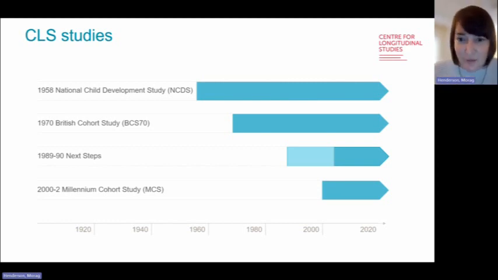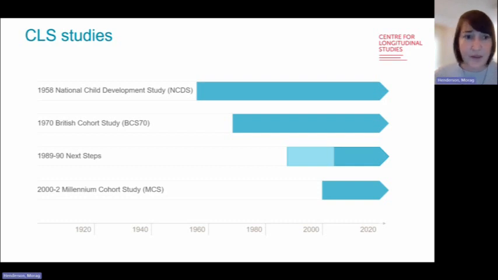So very briefly, the Centre for Longitudinal Studies is home to 4 national longitudinal cohort studies, which follow the lives of tens of thousands of people. Each born in different years. So we've got the eldest, the 1958 National Child Development Study. The next cohort are the 1970, those born in Britain in 1970 and followed up through to adulthood.